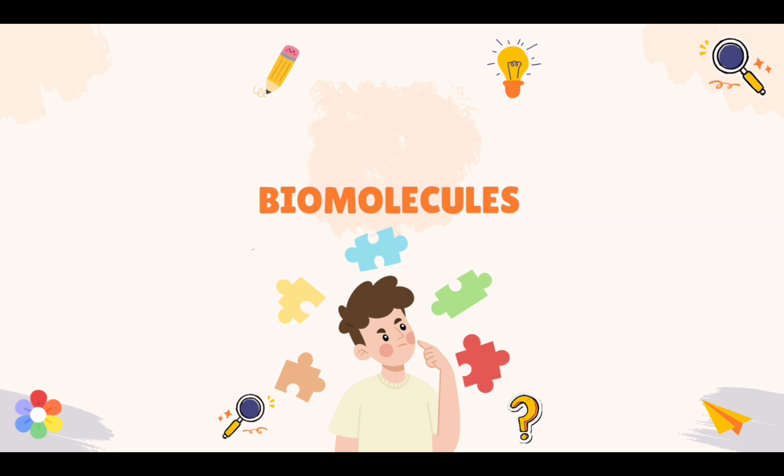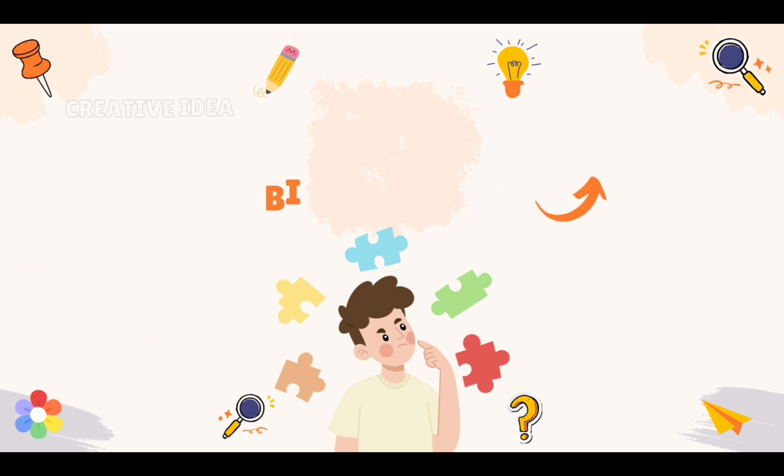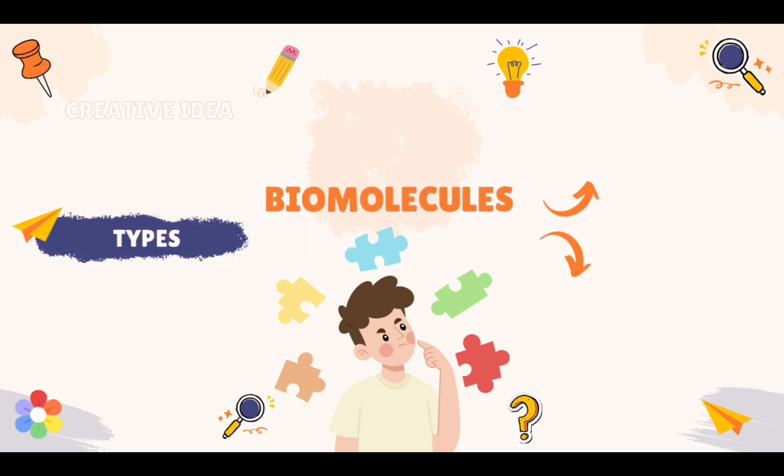Biomolecules. Introduction to biomolecules. Definition: organic molecules essential for life processes, found in all living organisms: proteins, carbohydrates, lipids, nucleic acids. Building block of life forms macromolecules. Types of biomolecules: primary metabolite, secondary metabolite.